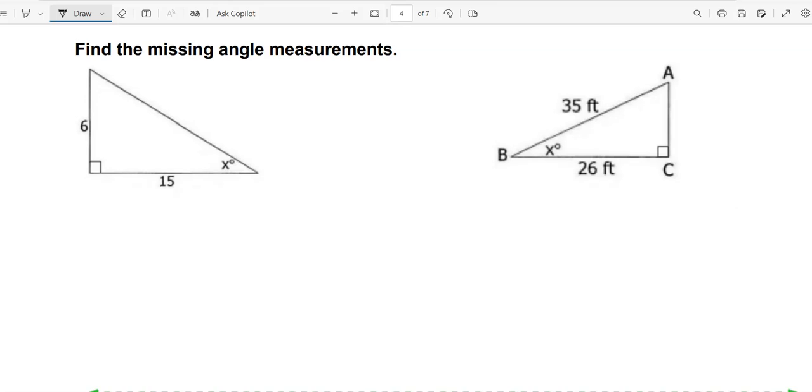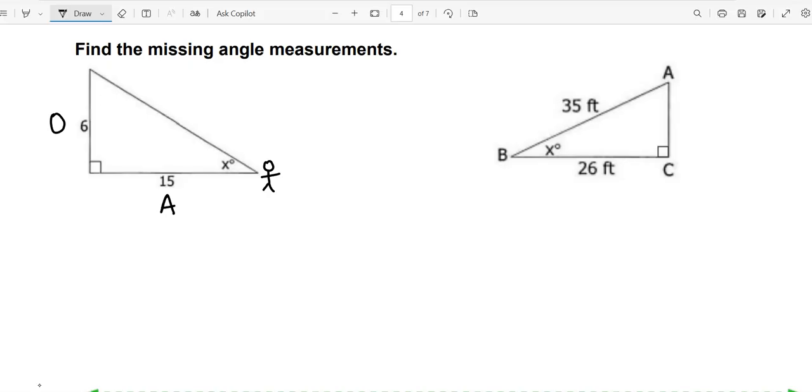Find the missing angle measurements. Someone asked, why can't it be big man? It can be big man. He's at X. What is 6 in relationship to big man? It could be big woman, or even a big bear or big squirrel, but it looks like a person. 6 is opposite. 15 is adjacent. All right, opposite and adjacent.